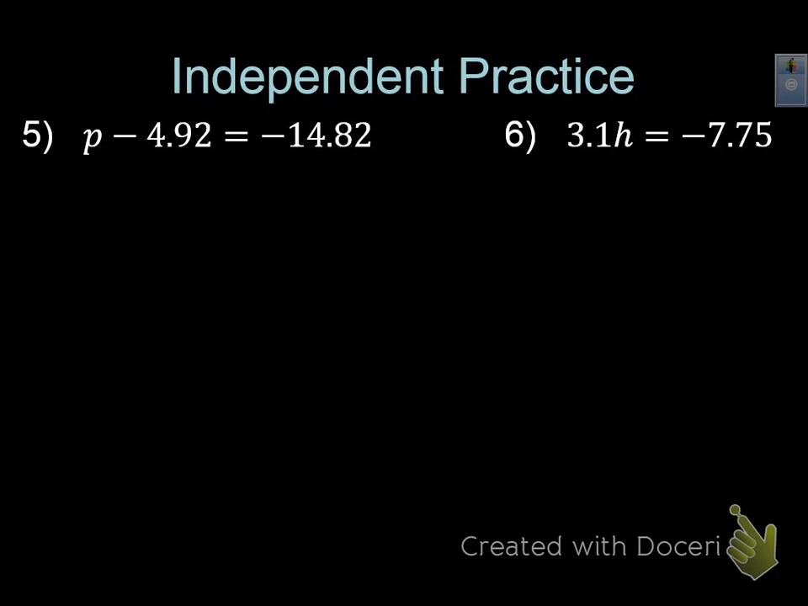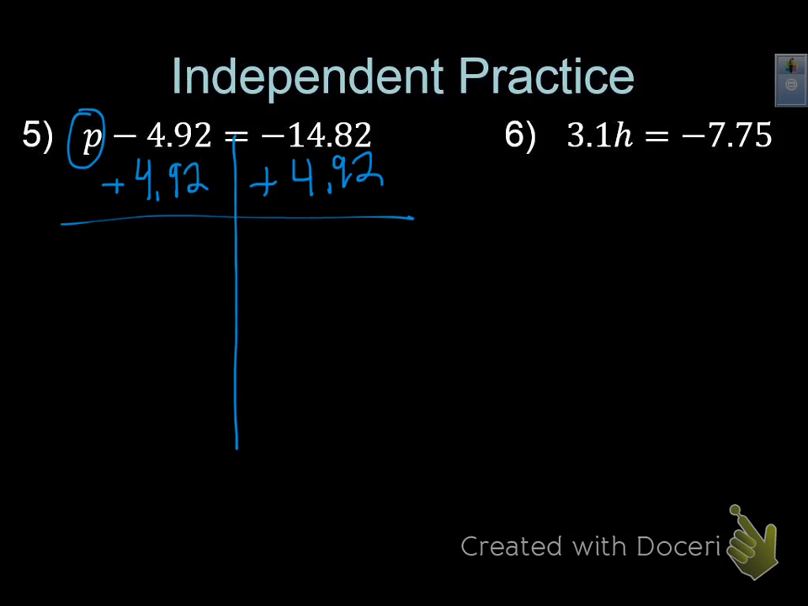The last two problems, I still need to isolate my variable and divide my problem in half. I see p minus 4.92, so I will add 4.92 to both sides. On the left-hand side, again, my numbers cancel and I have the variable left over. On the right-hand side, I do see that I lined up my decimals okay. I also see that I have a negative and a positive, so I will actually be subtracting. 2 minus 2 is 0.